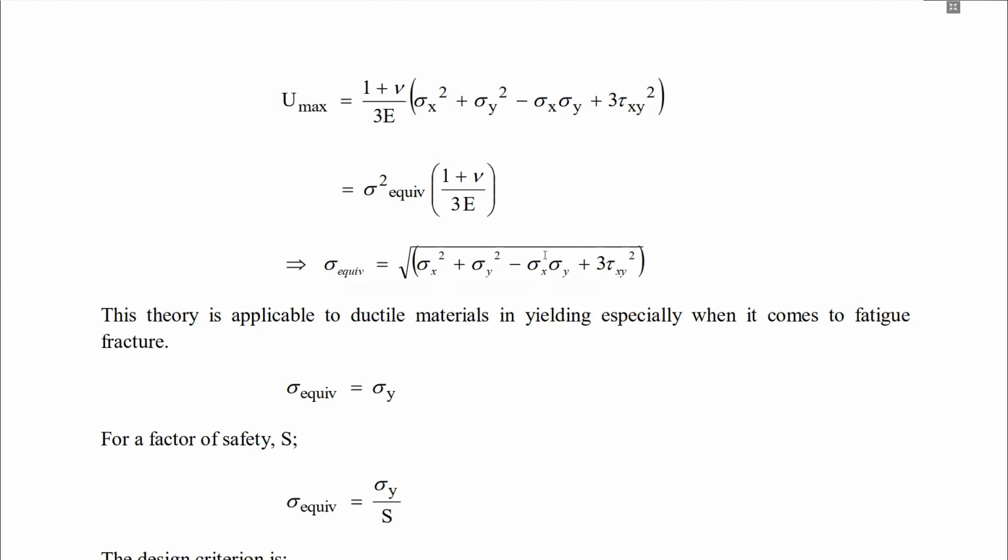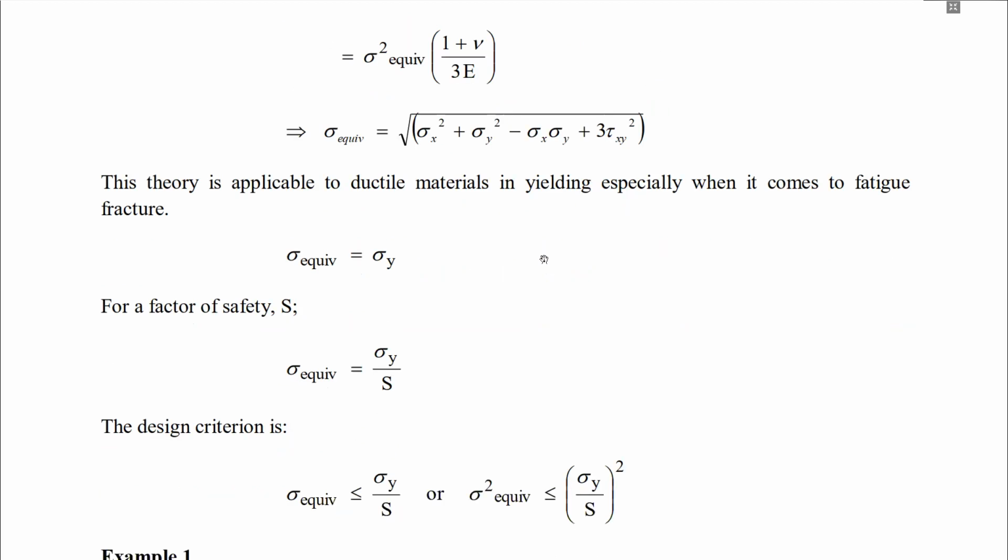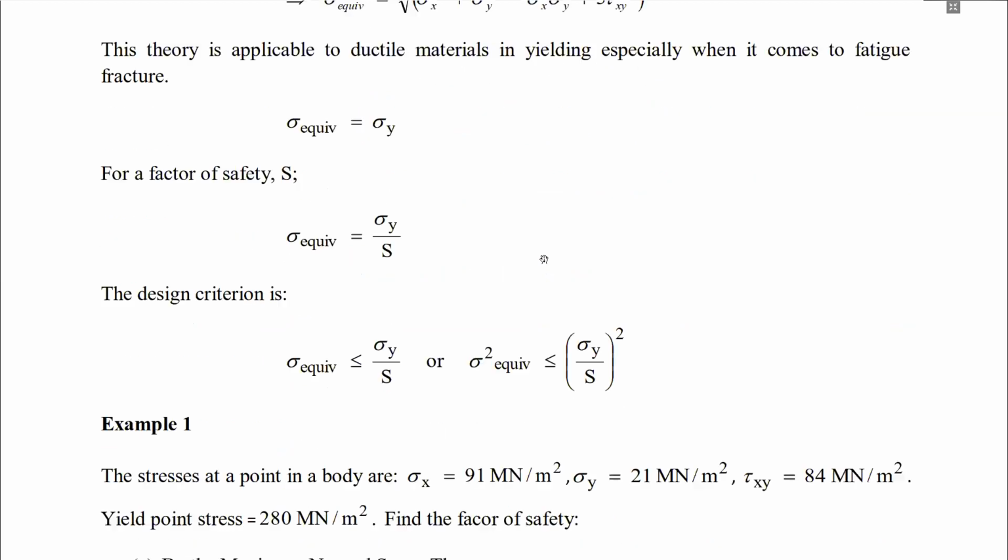And we can notice that if we introduce a factor of safety, then the equivalent stress should be equal to sigma y over s. Okay, the design criteria is the equivalent stress is less than or equal to sigma y on s, or this other one here.